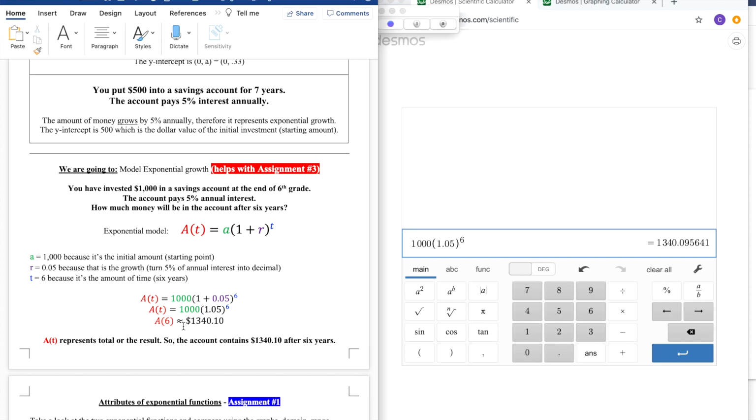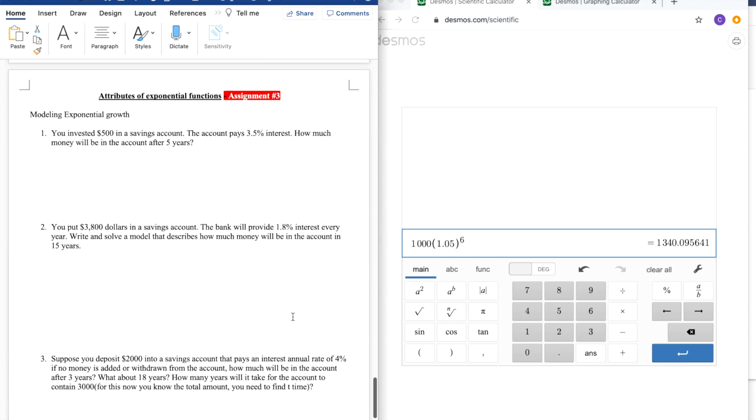So what does that mean? What this means is after 6 years, so this t just represents time, remember? After 6 years, you're going to have $1,340.10 in your account. This extra $340.10 was just given to you, paid by the bank because of interest. I hope that makes sense. So a represents the total or the result, so the account contains $1,340.10 after 6 years.